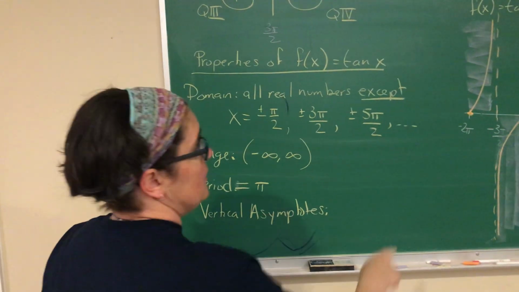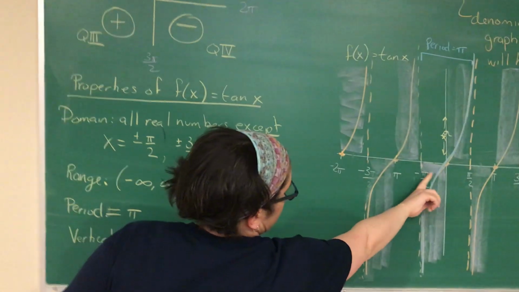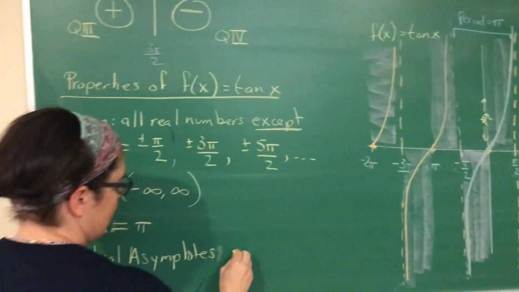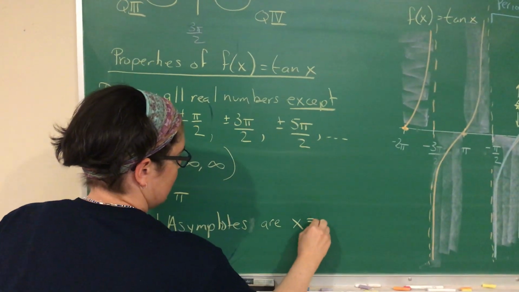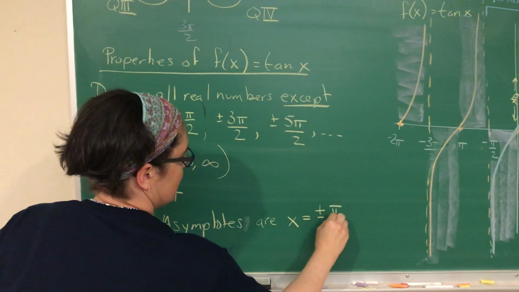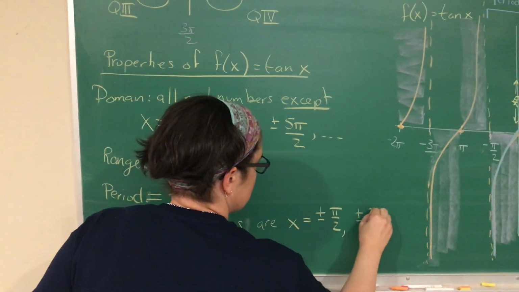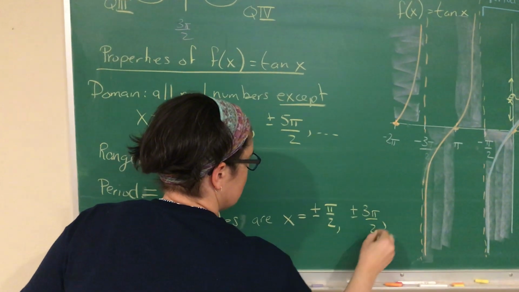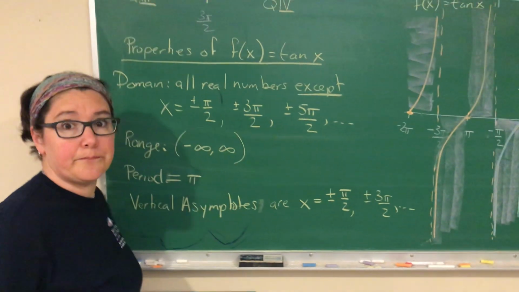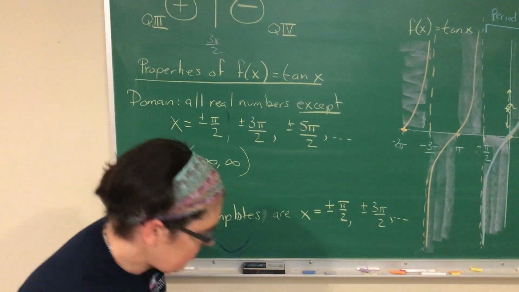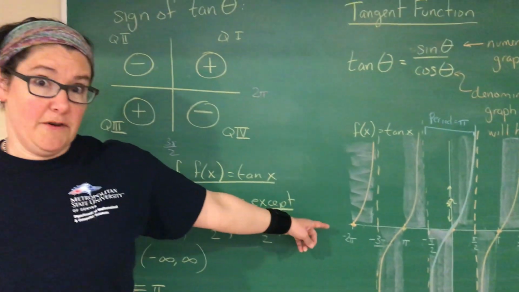And those vertical asymptotes, well, we have them drawn over here. And the vertical asymptotes are x equals plus or minus pi over 2, x equals plus or minus 3 pi over 2, etc. Okay, so this is our tangent function.